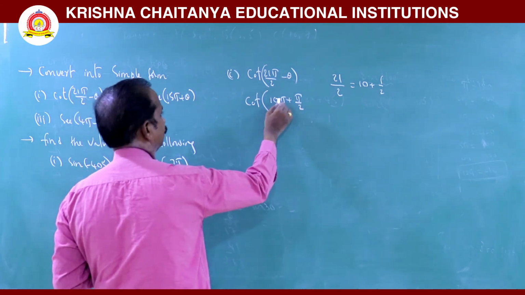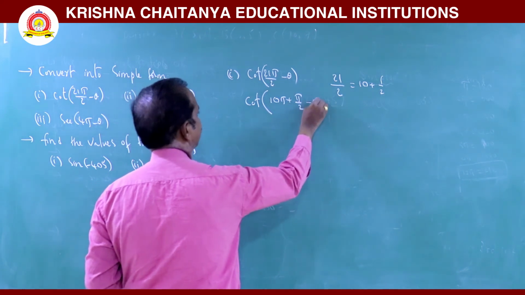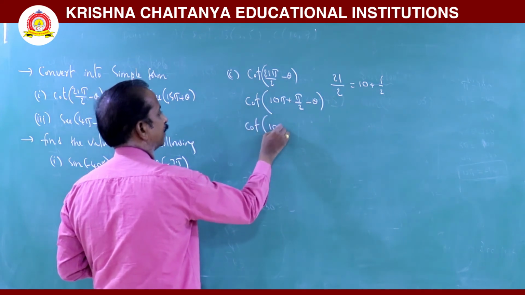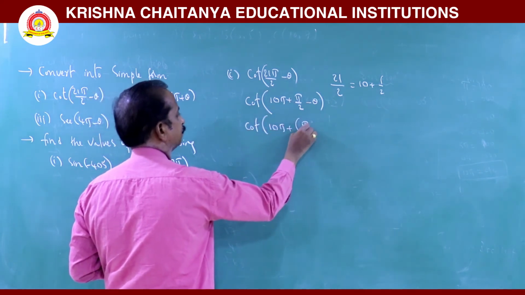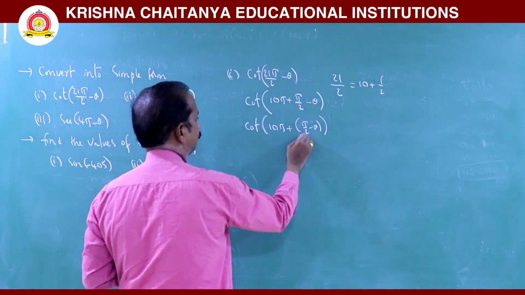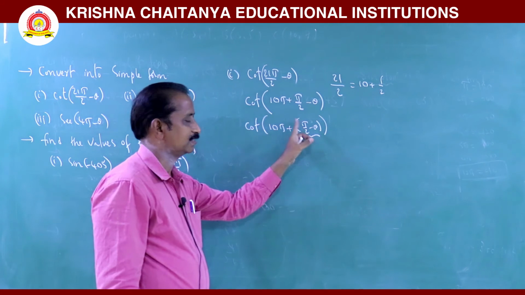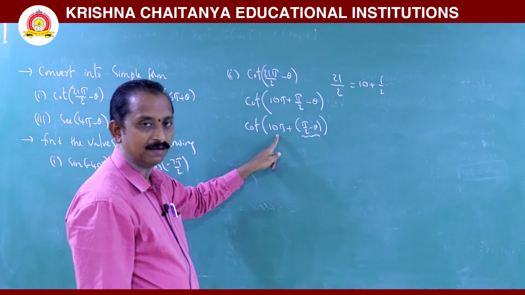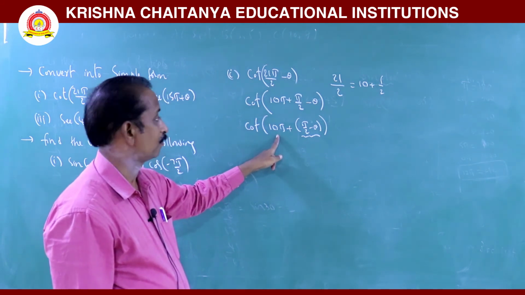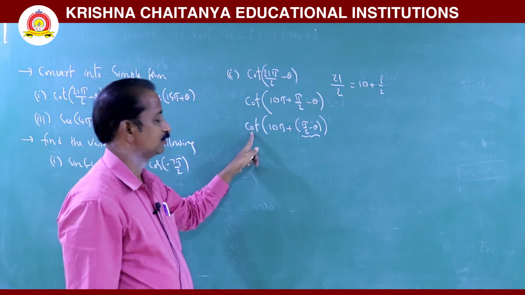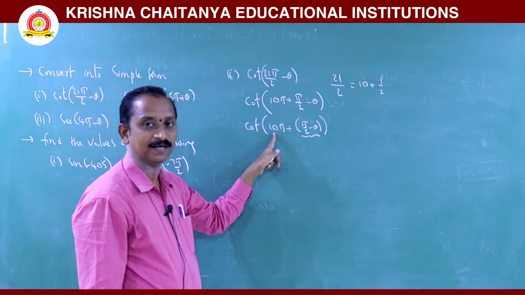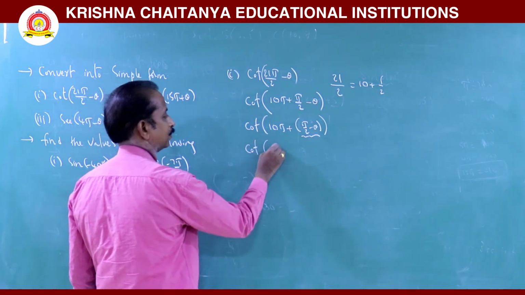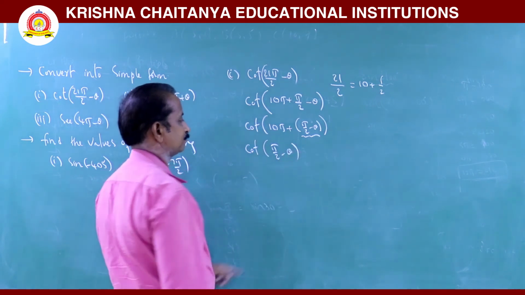21 pi by 2 minus theta. Now cot of 10 pi plus pi by 2 minus theta. If you consider pi by 2 minus theta as theta, it is in the form cot of 10 pi plus theta. Even number of pi plus lies in quadrant 1, so all ratios are positive, and the trigonometric ratio is unchanged. So its value is nothing but cot of pi by 2 minus theta.